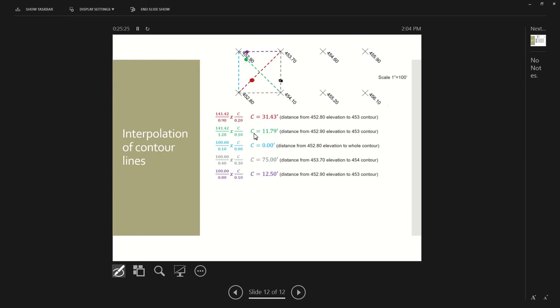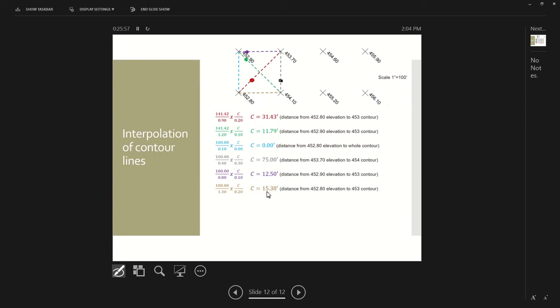Let's figure out the brown line now. So we have to figure out where that contour crosses the brown line. All right, so we're trying to find the 453 contour again. We used 100 because that's the distance from this point to this point for A, and for B, we use 1.3. That's the difference in elevation between these 2 points. C we're trying to find, and D is the elevation change to that contour, the 453 contour.